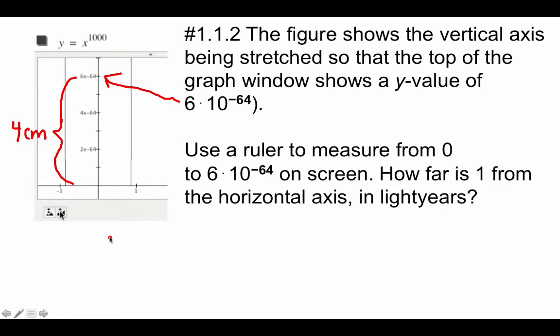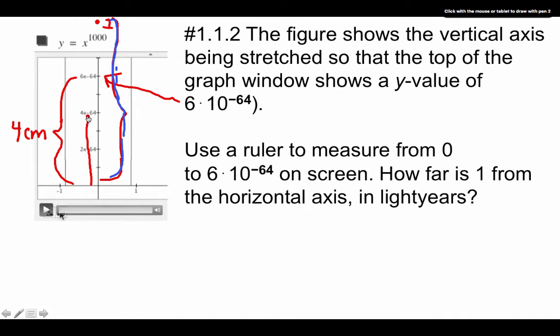How far is 1 from the horizontal axis? In other words, you imagine 1 somewhere way up here, and we want to figure out how far that is. It comes back to the idea of measurement: how many of one thing fit into another thing. How many of the red length fits into the blue length? How many of the distances from 0 to 6e to the negative 64 are going to fit into the length from 0 all the way to 1?